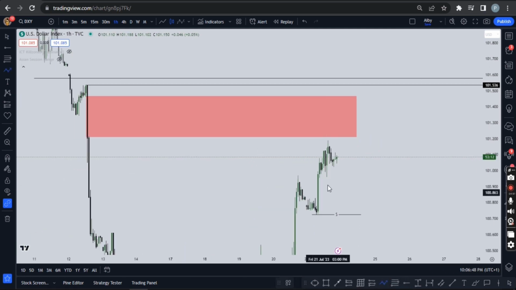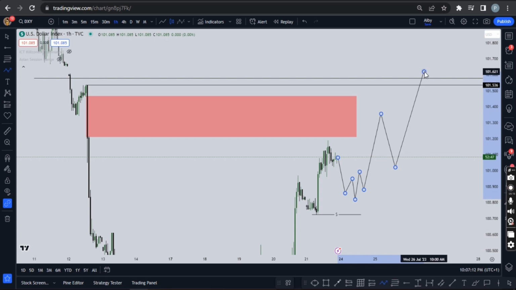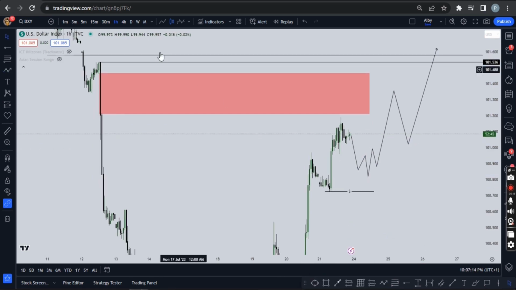It's either we get something like this, a push down into this fair value gap here, and then once I get a confirmatory entry, I'll look to long DXY into this fair value gap here, and then they drop into the new fair value gap that will be here, and then an impulsive move to take out this high. That's for the 1 hour time frame.